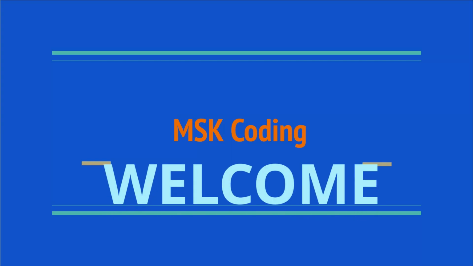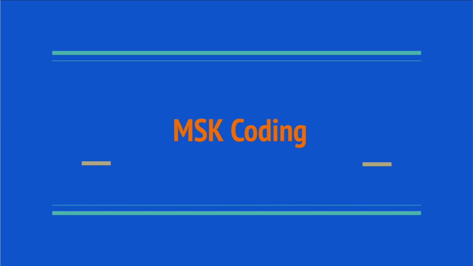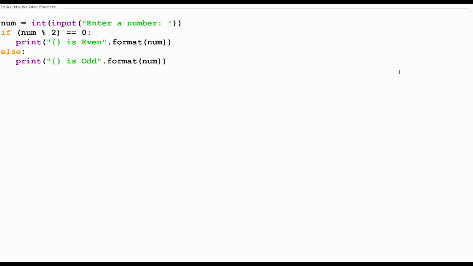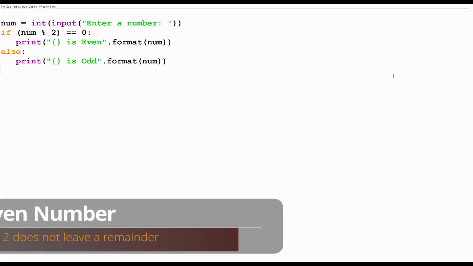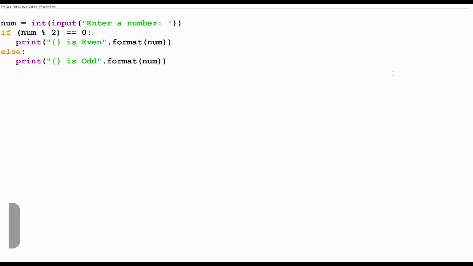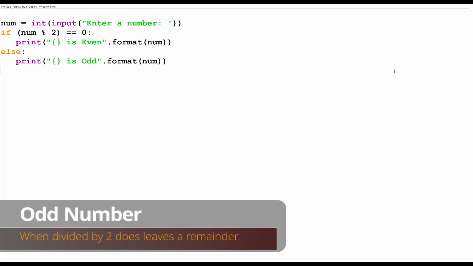In this episode, I will discuss a Python program that I wrote to find if a number is odd or even. What are odd and even numbers, you ask? Well, let's start with an even number. An even number can be divided by 2 without leaving any remainder, like 4 or 6. But an odd number, when divided by 2, leaves a remainder of 1, like the number 9.